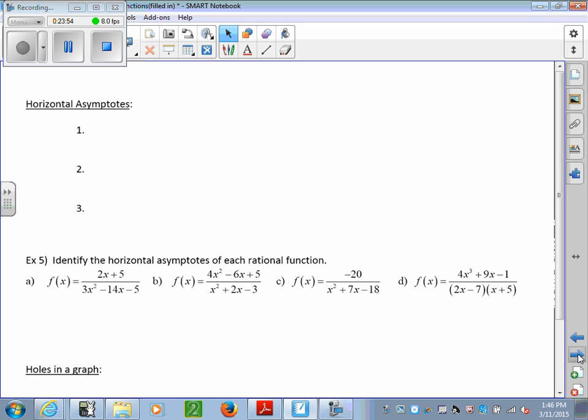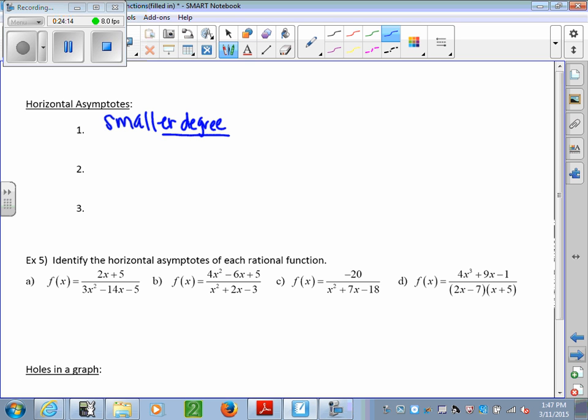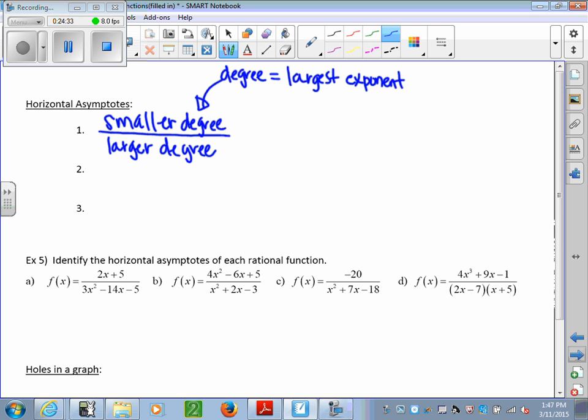Okay, there are 3 rules for finding horizontal asymptotes. I'll write down the rules and I'll explain each example that corresponds to that rule after I write down the rule. So the first rule is we have a smaller degree on top and a larger degree on bottom. Now remember, the degree of a polynomial is its largest exponent. Okay? Degree equals the largest exponent. Not necessarily the first exponent you see, but it is the largest exponent.